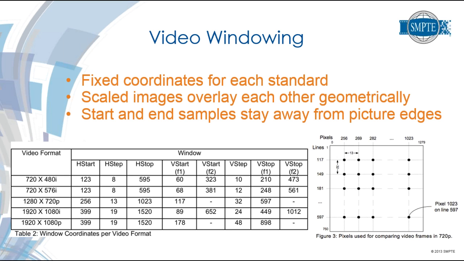Our windowing provides fixed coordinates for each standard. The idea being that scaled images will land on top of each other geometrically after we scale them. And we selected our start and end samples to stay away from all 4 picture edges. So we're picking 960 samples somewhere central in the picture.